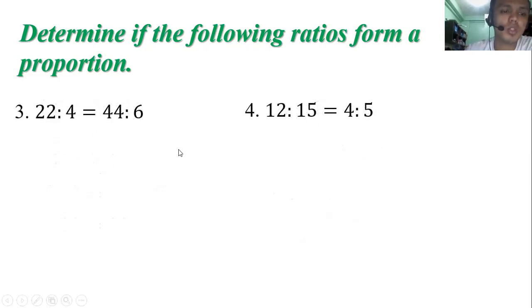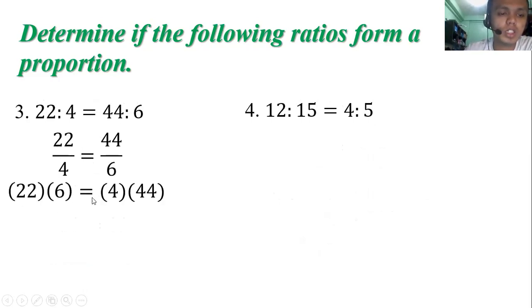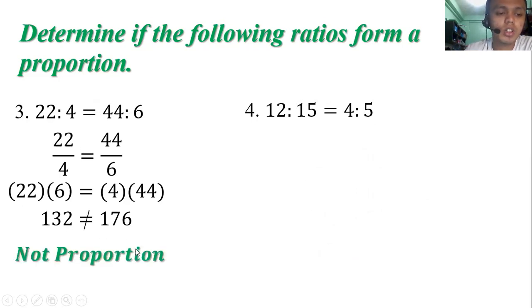Number 3: 22:4 is equal to 44:6. Again, rewrite in fractional form: 22 over 4, 44 over 6. Then cross multiply. 22 times 6 is equal to 4 times 44. 22 times 6 is equal to 132, while 4 times 44 is equal to 176. Now, 132 is not equal to 176. They are not equal. Therefore, these two ratios are not a proportion. They cannot be a proportion.